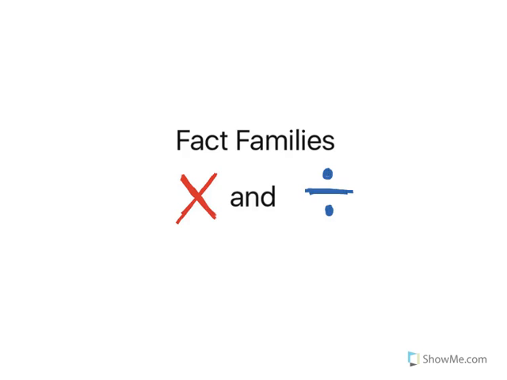Today's video is going to be about fact families for multiplication and division. Multiplication and division are inverse operations. That means that they are the opposite of each other. They're very closely related because they both have to do with equal groups that are repeated. This is why they are part of the same family.